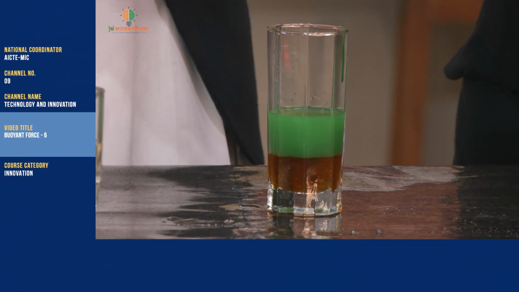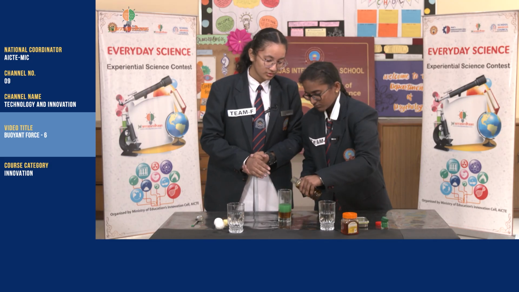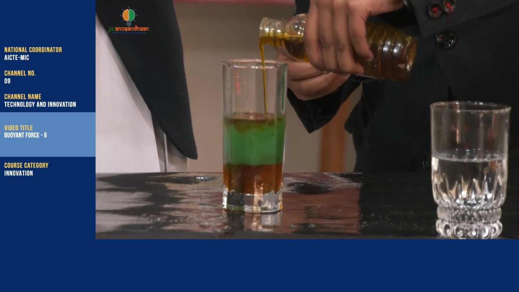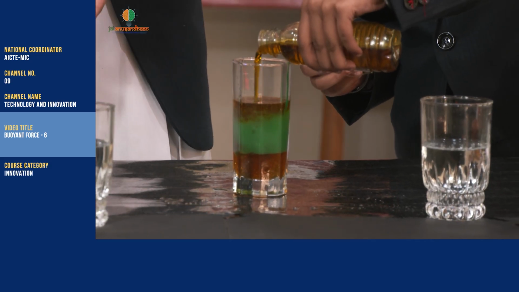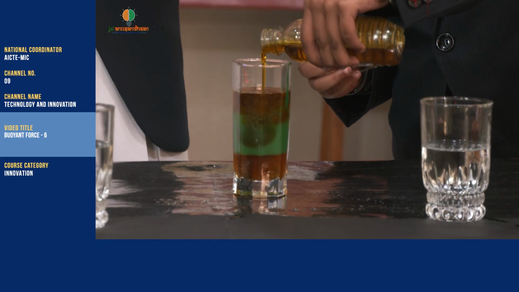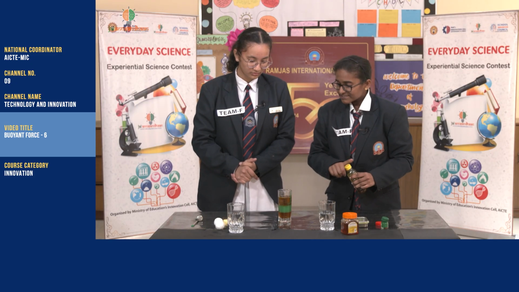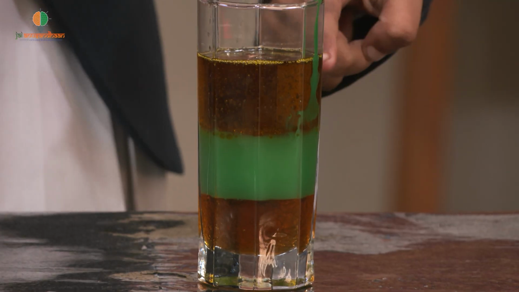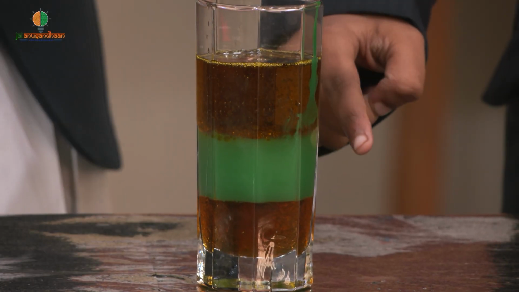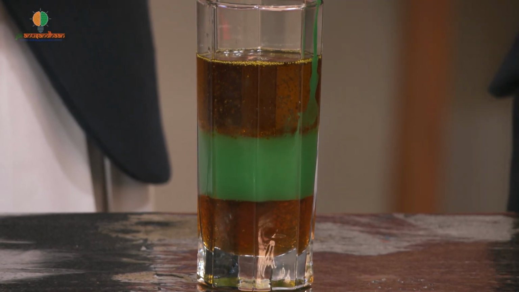Now when oil is added to the glass, it separates. Why does this happen? This happens because of the different densities. Honey, having the highest density among all the three liquids, settles at the bottom of the glass, whereas oil, having the least density, which is less than that of water, floats on water.